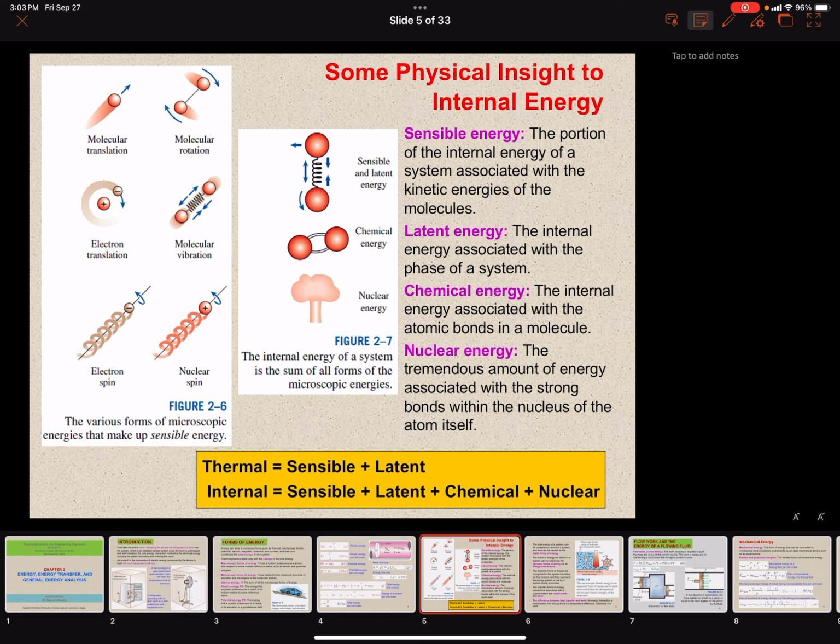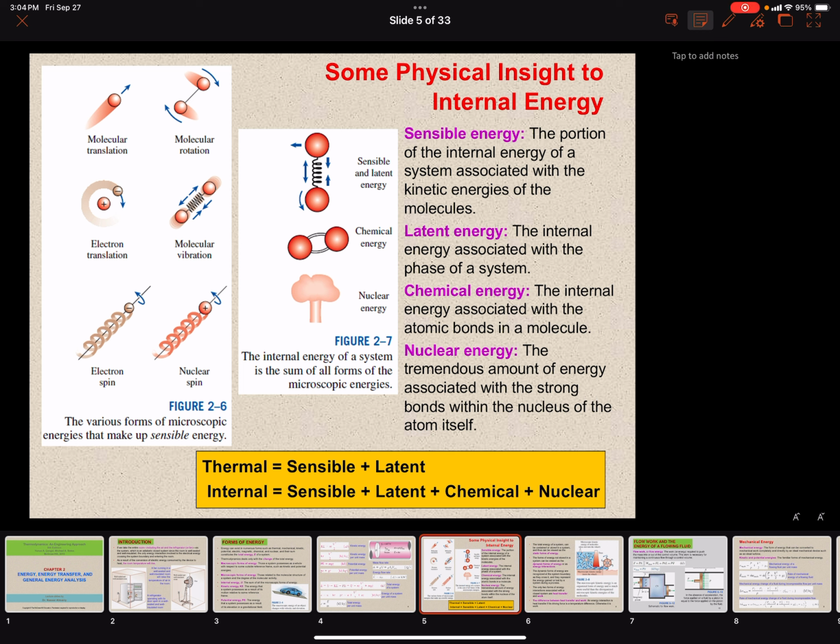In this slide, we will talk about the internal energy. Internal energy is the sum of all energy on the microscopic level, and it is composed of four types: sensible energy, latent energy, chemical energy, and nuclear energy.